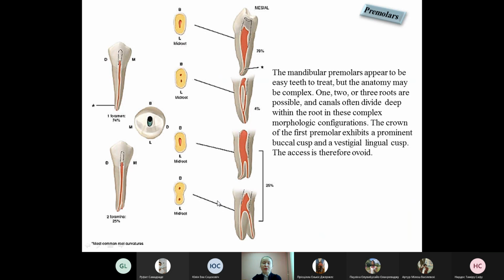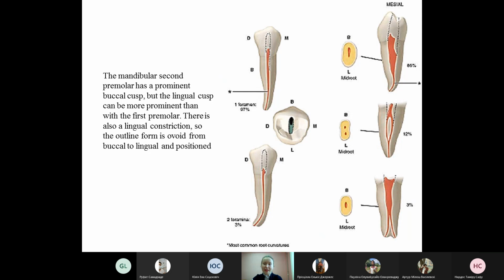That's why these teeth tend to be unpredictable when it comes to endodontic treatment. That's why a preoperative X-ray is always necessary when it comes to endodontic treatment of teeth. This X-ray will give the dentist an understanding of the anatomy of this tooth and how to behave with this particular tooth.